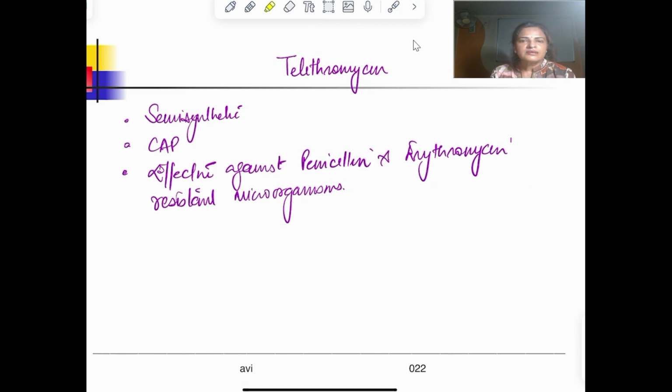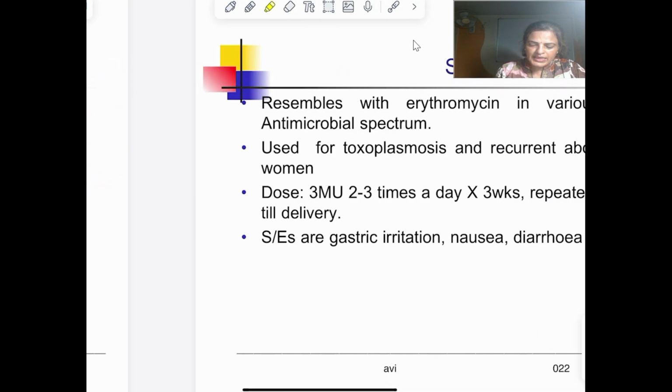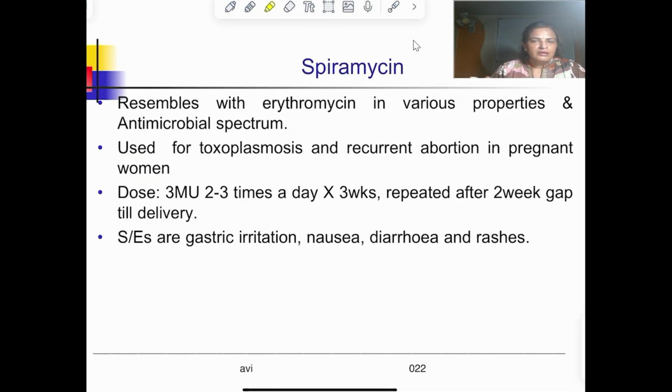So next one in the same group is erythromycin. It is semi-synthetic, mainly used for CAP, community acquired pneumonia. Mainly it is effective against resistant microorganisms which are showing resistance to penicillin, and for non-tuberculous mycobacterial infection, there also it shows activity. The last drug in this category is spiramycin.